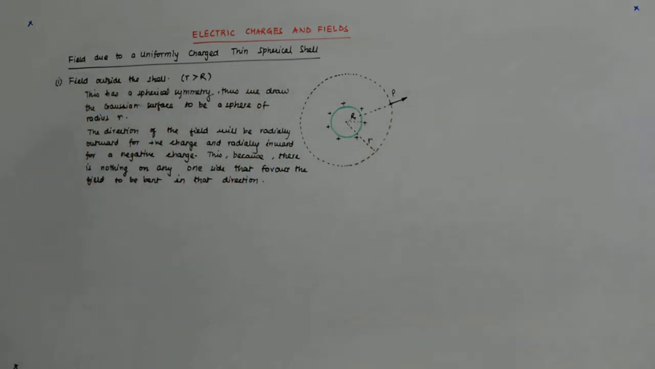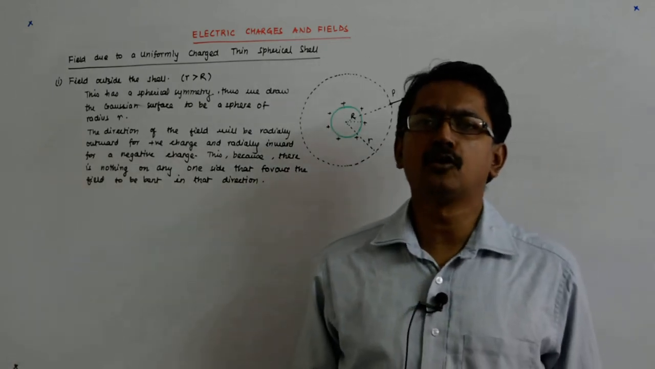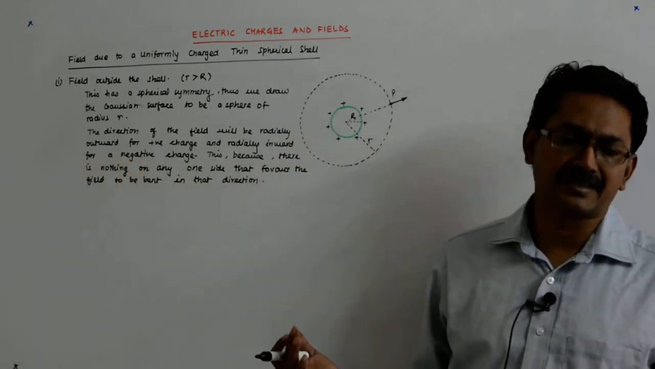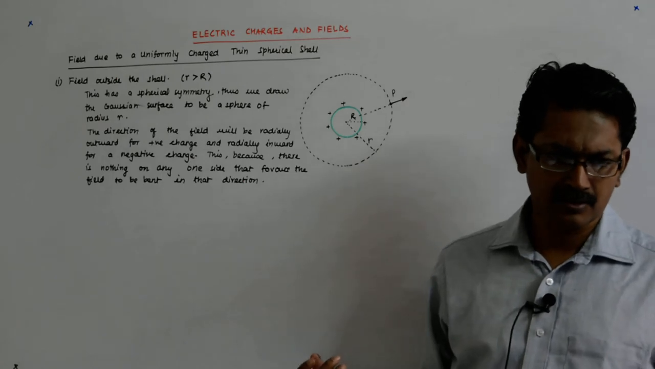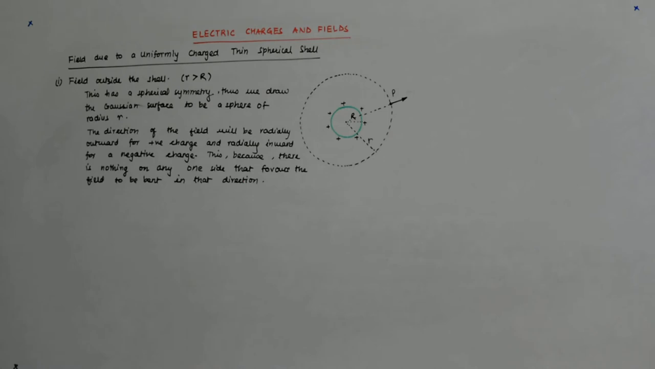As we did in earlier cases, it is quite possible to find out the field by the first principle method, but we are avoiding it here. It will become a bit involved, not a lot, but yes, a bit involved.